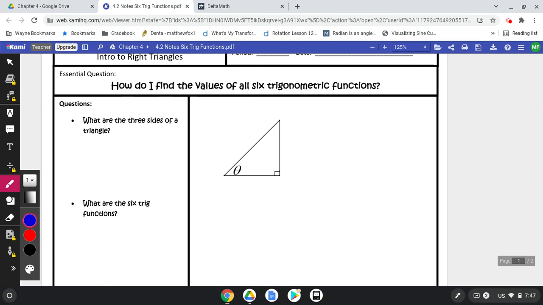SOHCAHTOA, right? But what you might not be familiar with is that there are also the reciprocals of those: cosecant, secant, and cotangent. And those are also going to be trig ratios that we'll talk about.